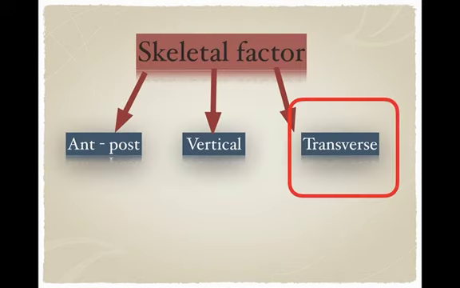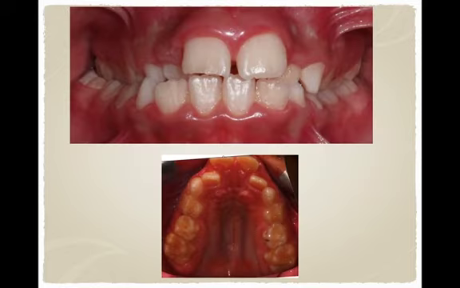So what about the transverse relationship? Again, patients with Class 1 incisors will have a normal incisor relationship, but they might have a posterior crossbite. The reason for this crossbite could be skeletal, or it could be a local factor due to the path of eruption of the upper premolars and molars, and we're going to discuss this later in this lecture. So a patient with Class 1 incisors could have a narrow maxilla resulting in a crossbite, or could have a normal occlusion with no crossbite.